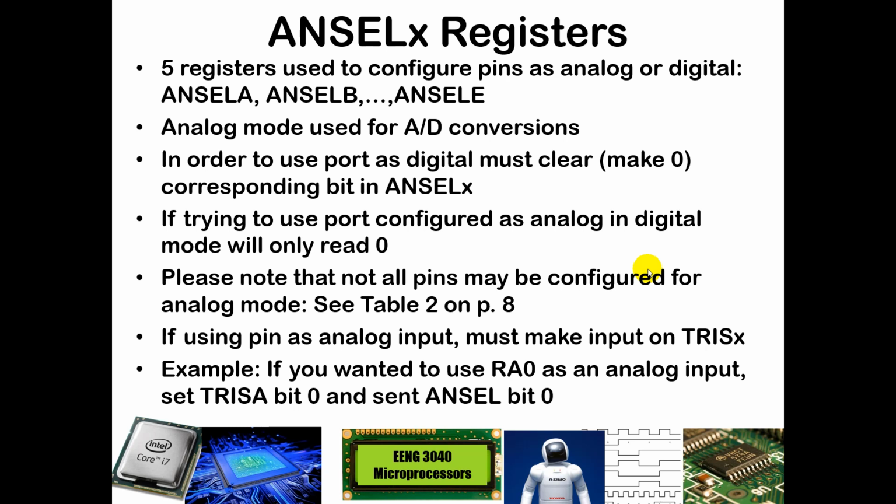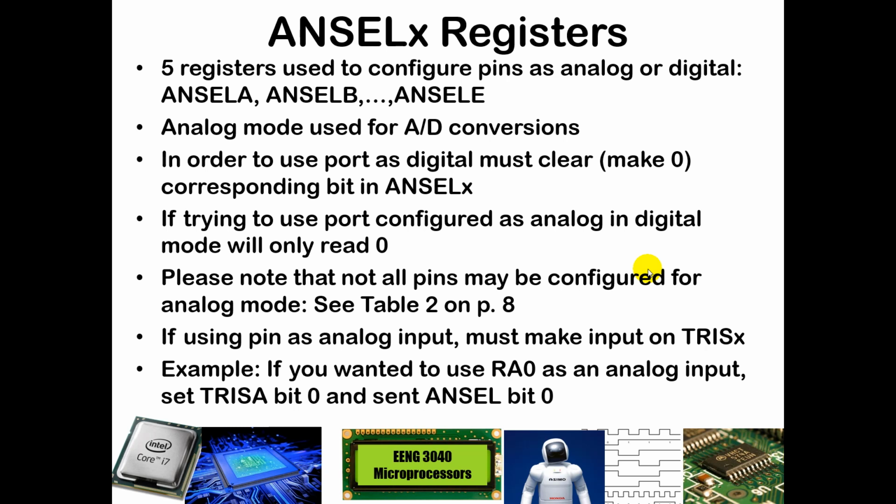If you want to use things in digital mode, which is what we're going to do in the beginning part of the course, then you need to clear things to 0. If you're trying to use things in analog to digital mode, you need to put a 1 in the corresponding pin, and that will allow you to do some analog to digital conversion. Not all pins can be used in analog mode, so if you want to do analog to digital conversion, see table 2 on page 8 in the data sheet, which will tell you which pins can be used as analog and which ones are digital only.